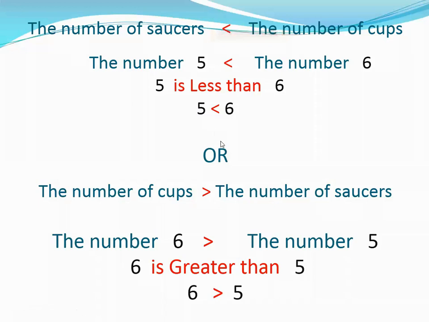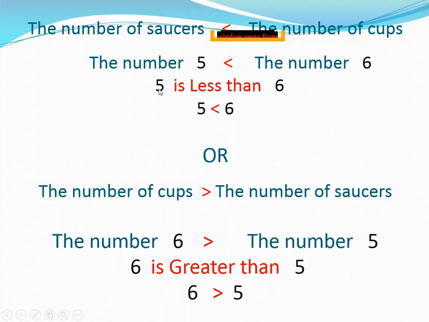We also read it like this: the number of cups is greater than the number of saucers, because the number of cups is 6 and the number of saucers is 5. So 6 is greater than 5. 6 is greater because it is a bigger number. So how to write it? 6 greater than 5. I hope you all have understood the symbols of less than and greater than.